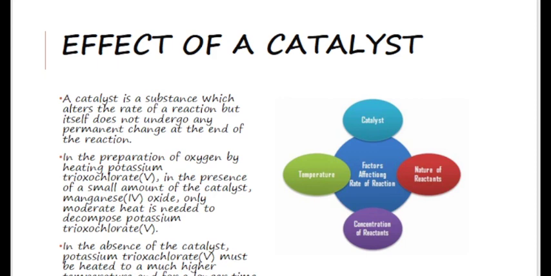And that's that basically. In the absence of the catalyst, potassium trioxochlorate(V) must be heated to a much higher temperature and for a longer time in order to obtain a similar result. The point is this: because of the presence of a catalyst, it will make the potassium trioxochlorate(V) salt decompose faster. But if there is no catalyst, it decomposes slower.